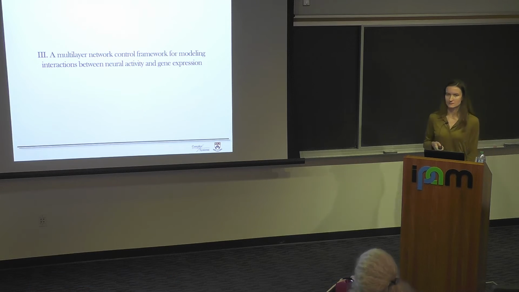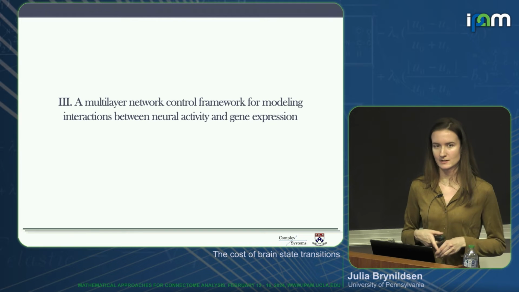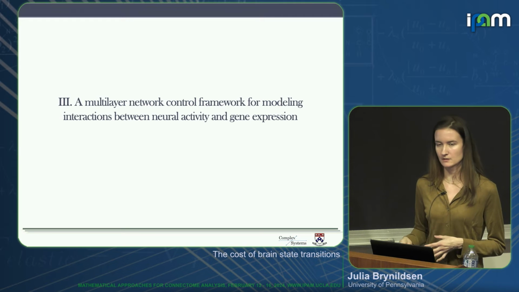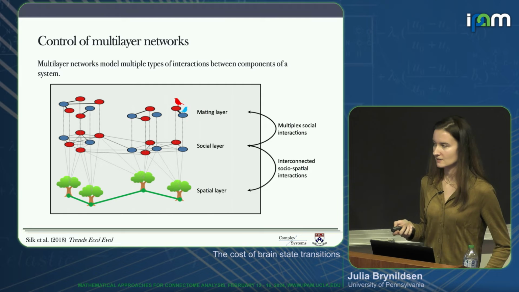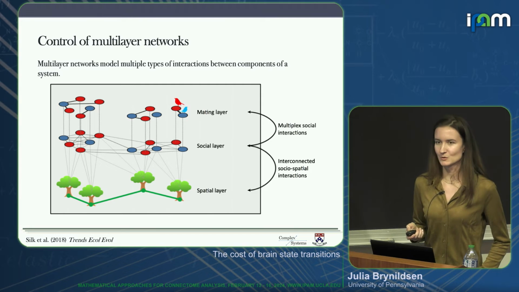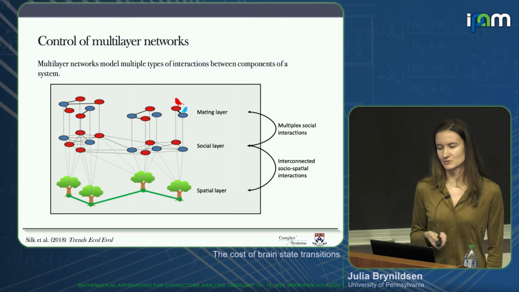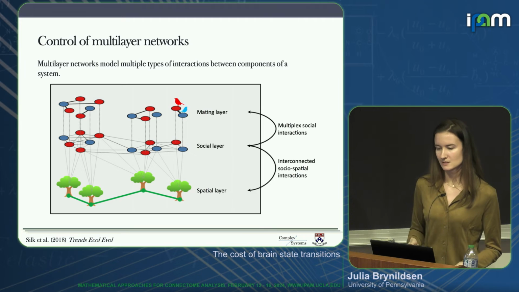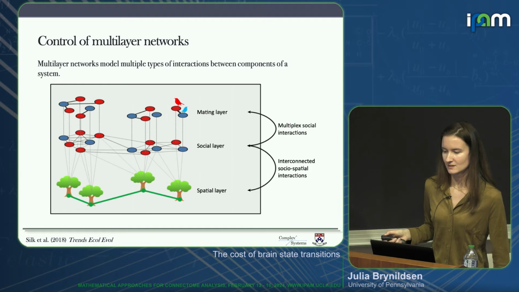Great, okay, so for the last bit, I wanted to switch gears a little bit and talk about some of our ongoing work that aims to extend the linear network control theory to multi-layer representations of the brain. So we've already talked a little bit about multi-layer networks, but just to recap, they're very useful for modeling systems in which you have components that engage in multiple types of interactions, like in this bird network, for example.